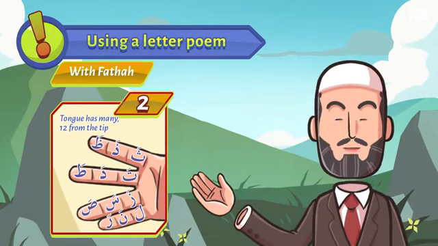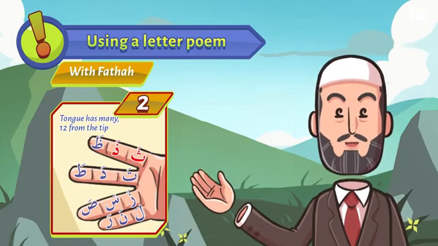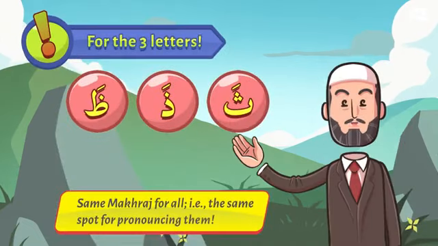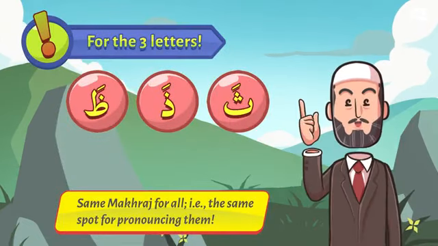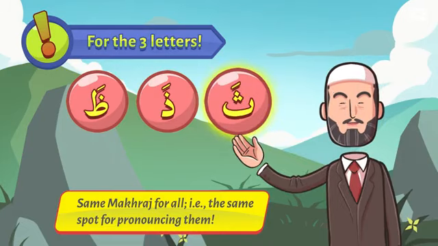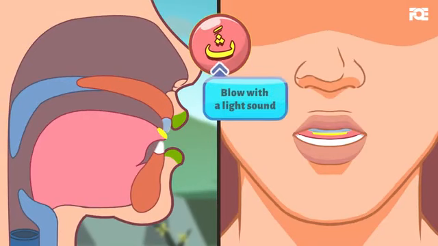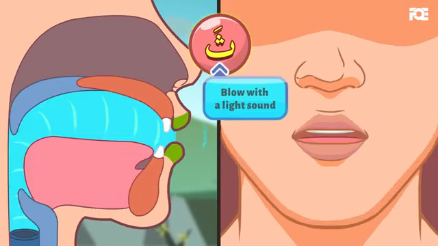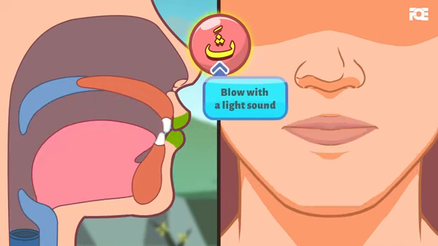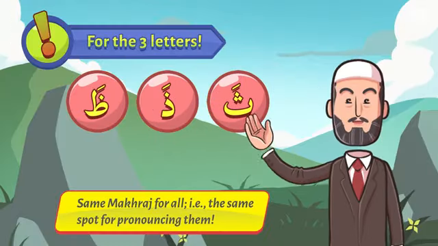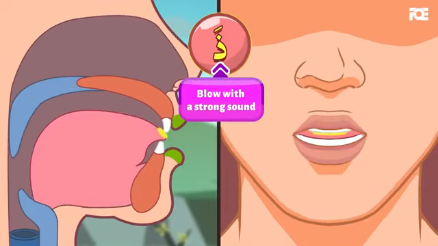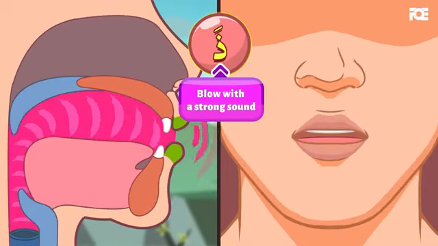And we have learned tha and dha. How do you say tha or dha? Same makhraj, that is the same spot for pronouncing them. How do you say tha? Touch the tip of the tongue to the edge of upper teeth and blow it with a light sound. Tha. Okay, and blow with a light sound. Tha. And for dha, you blow with a strong sound like dha.